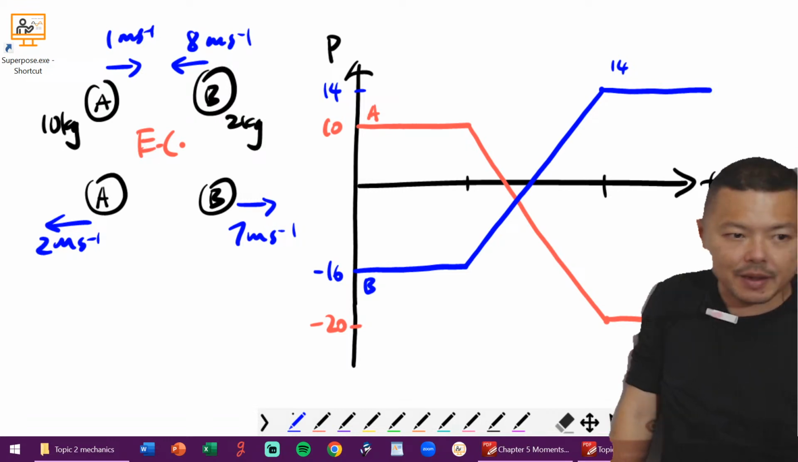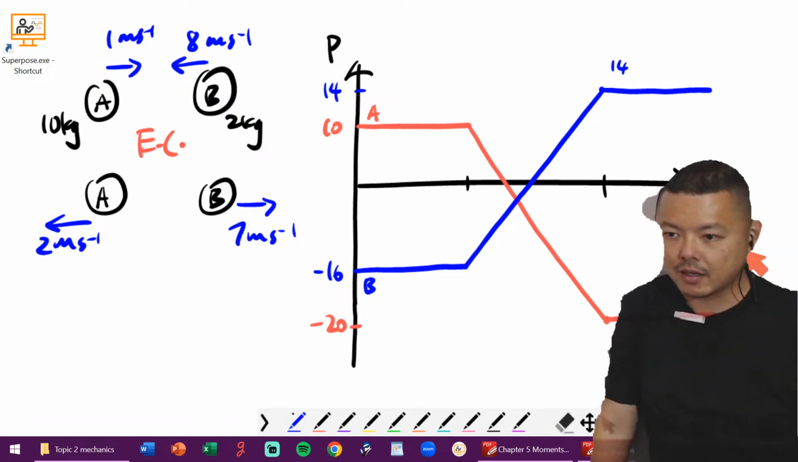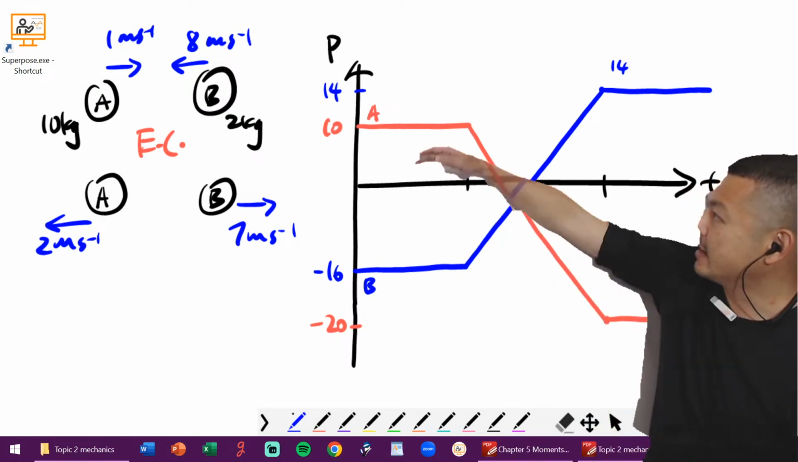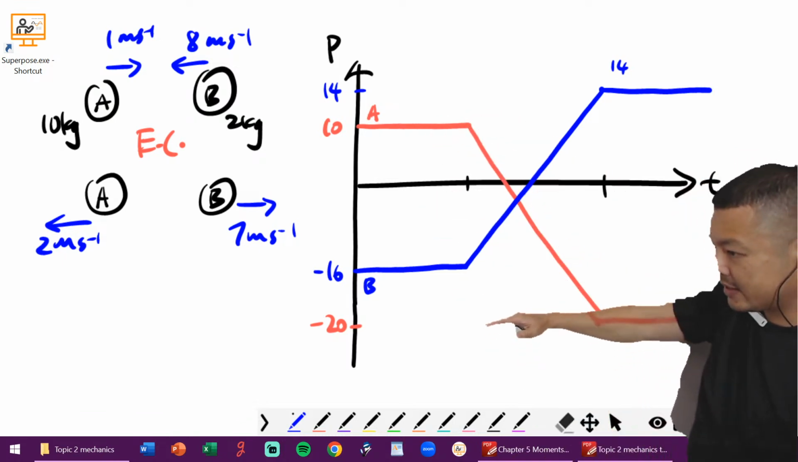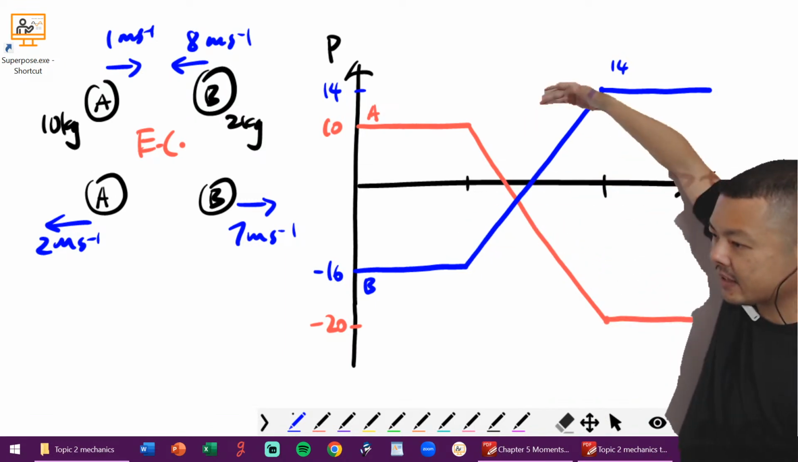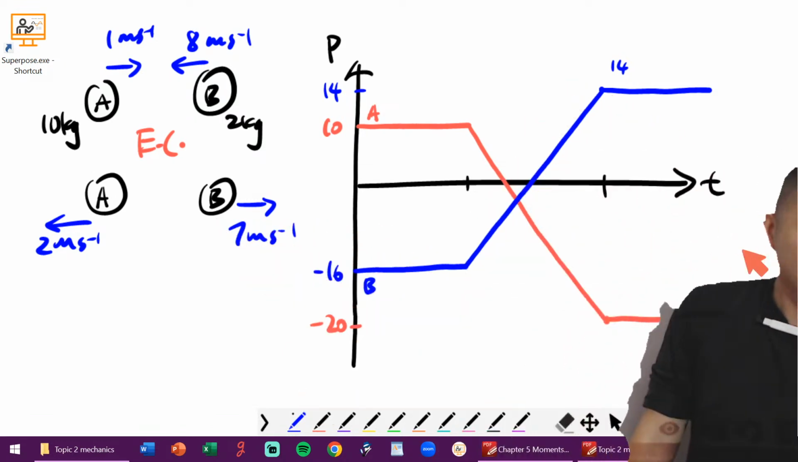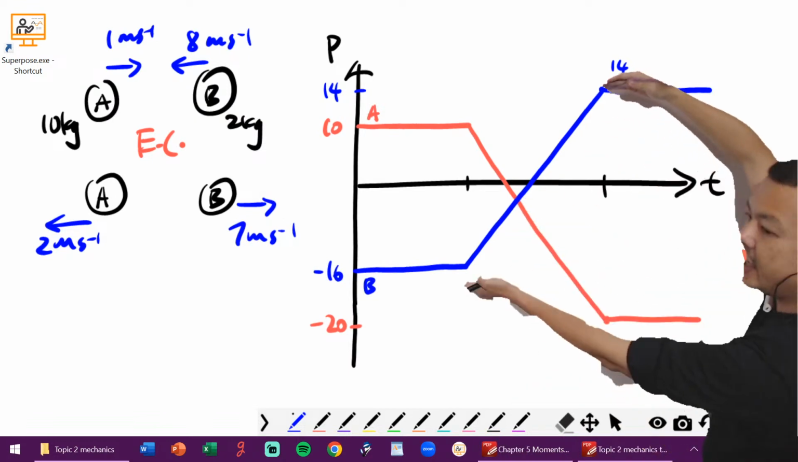Why does it have to be the same? Conservation of momentum of the entire system. If A loses 30 units of momentum, B must gain 30 units of momentum. You already calculated it out, right? So the changes must be the same.